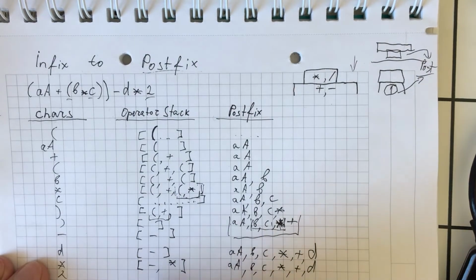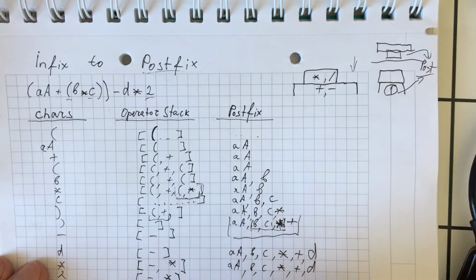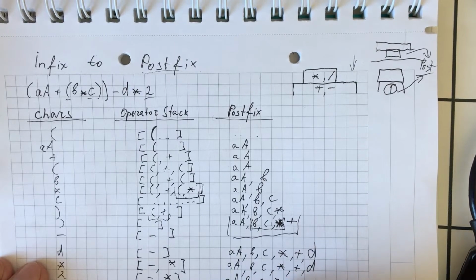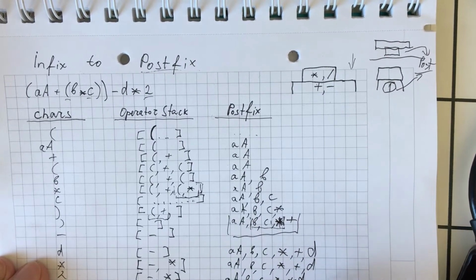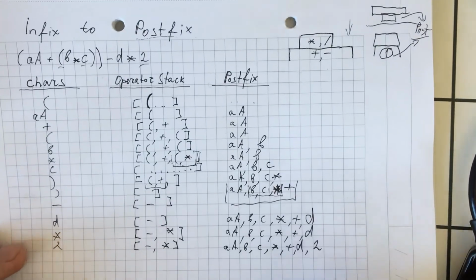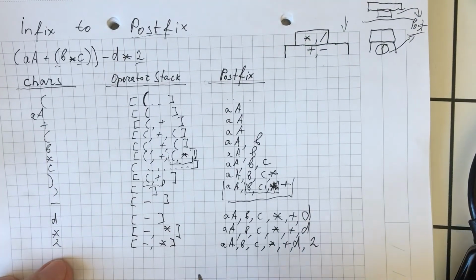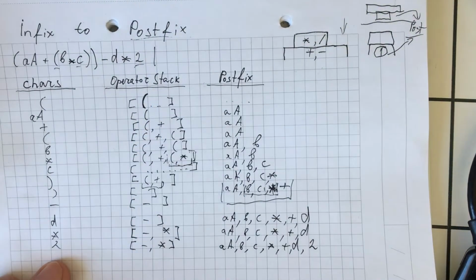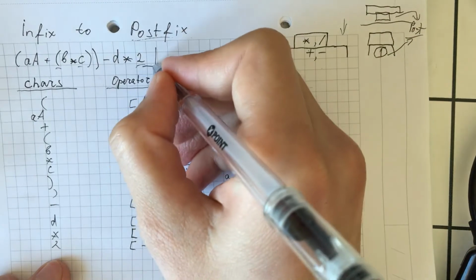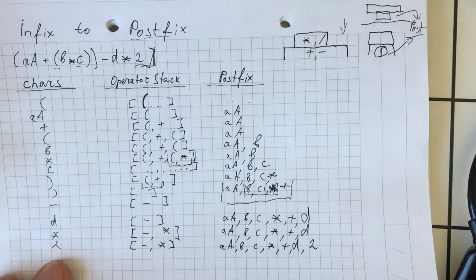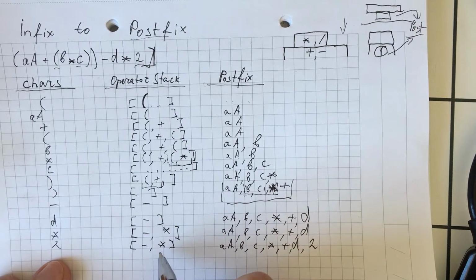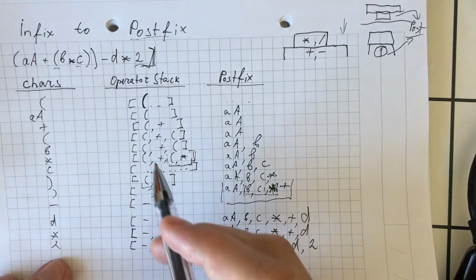We're here. Still a minus, multiplication, A, B, C, multiply, plus D, 2. Alright. And we encountered the end of the function that we want to do. And what should happen is we sequentially pop items from the operator stack.